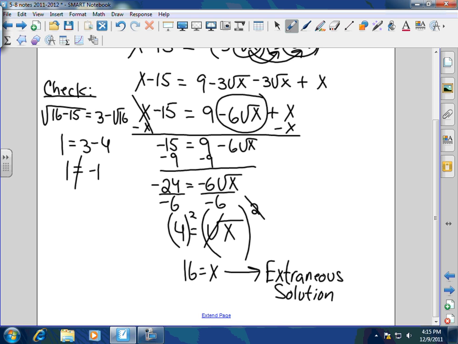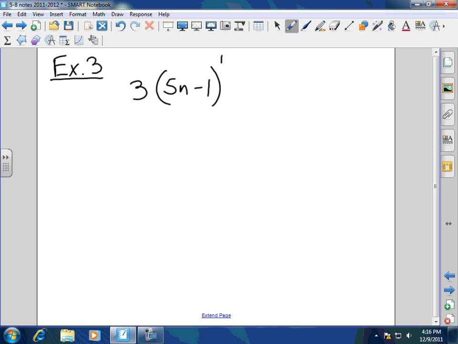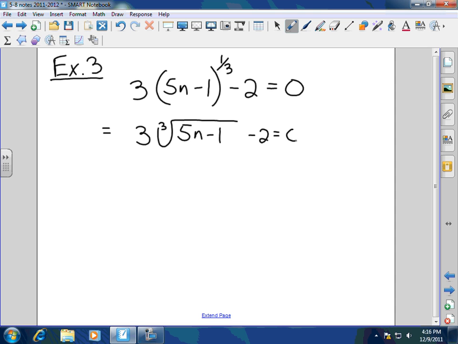Now, we've been dealing with square roots. Let's see what happens when you have a cube root. Example 3. If I have 3 times (5n minus 1) to the 1/3 power minus 2 equals 0. For anyone that does not like working with fractions, you can turn this into a cube root. In other words, you can make this 3 times the cube root of (5n minus 1) to the first power minus 2 equals 0. So let's go ahead and add 2 to both sides.